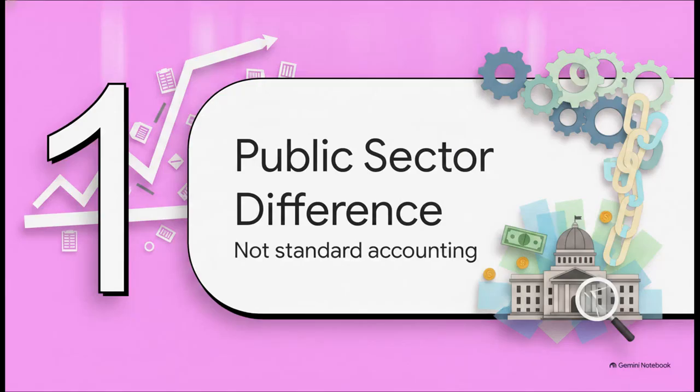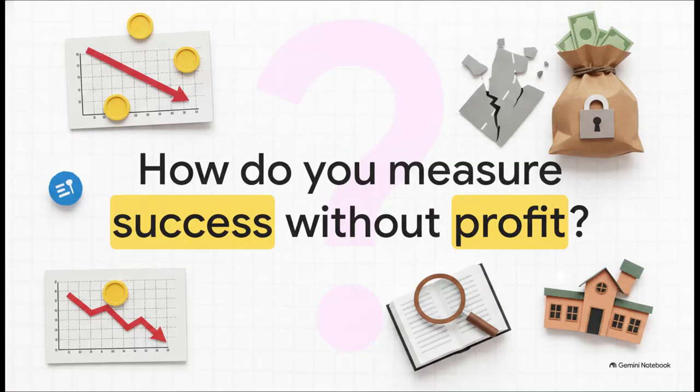All right, Section 1, the public sector difference. Here is a provocative question to chew on. How exactly do you measure success without profit? Honestly, this question sits right at the heart of public sector accounting. If a private company has a bad year, profits dropped, the stock tanks, and the story is right there in the numbers. But a government? They aren't trying to make a profit.